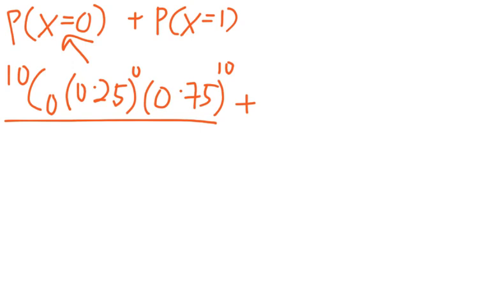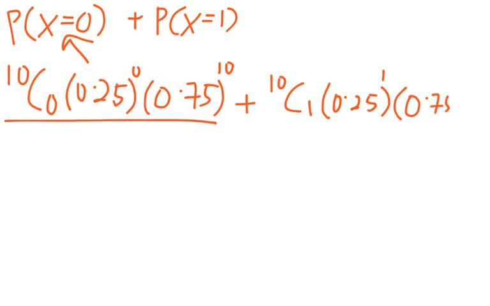So for the x equals to 1, we will have 10C, our x now is 1. So 10C1. And then P, 0.25 to the power of 1. And then Q, which is 0.75 to the power of 10 minus 1. So this is the x equals to 1 part. So then you can use calculator to calculate for them.